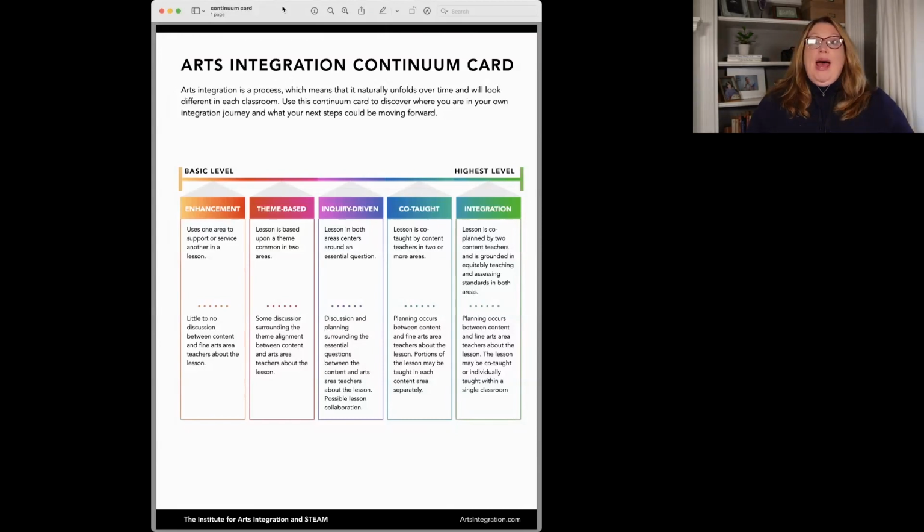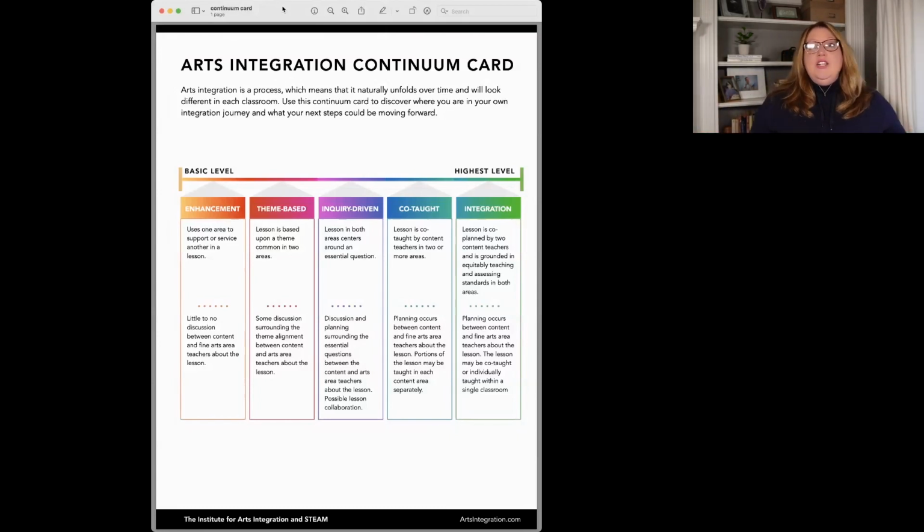Arts enhancement is not bad, by the way. Remember, I want you to take that out of your mindset. We've been kind of programmed that, oh, that's low level. That's not the best that we could do. No. It's the light buttercup shade. It's not good or bad. It is what it is, right?